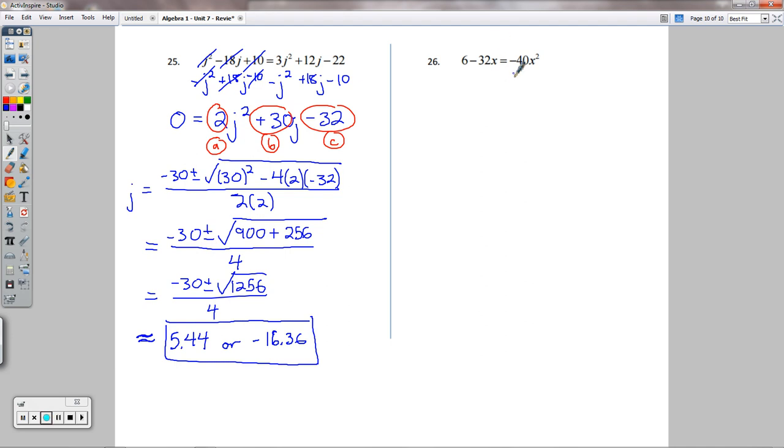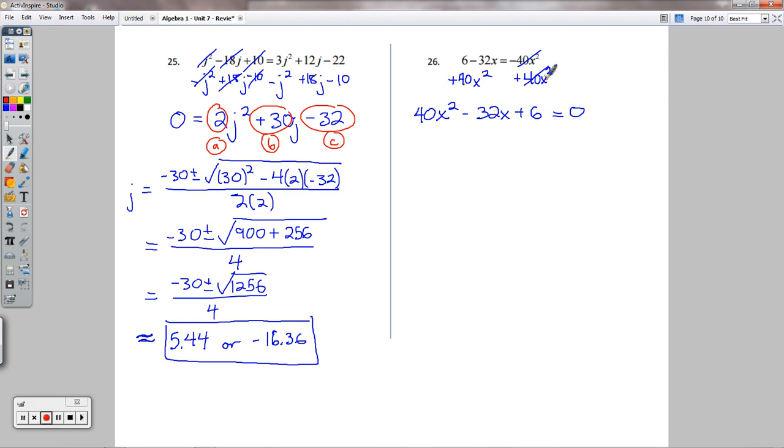And then for number 26, you've got to get one side equal to 0 to use the quadratic formula. So I'm going to do that by adding 40x squared to both sides. 40x squared minus 32x plus 6 would equal 0. And you could do some factoring. You could factor out a 2, and then divide everything by 2. You'd still have 0 divided by 2, it'd still be 0. So that would give you 20x squared minus 16x plus 3 equals 0.